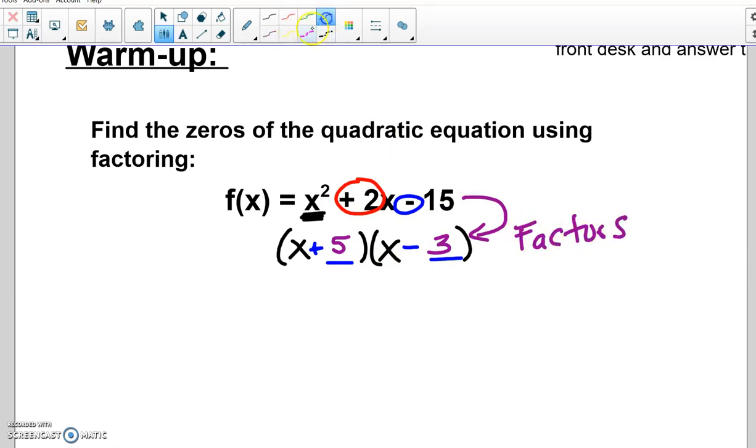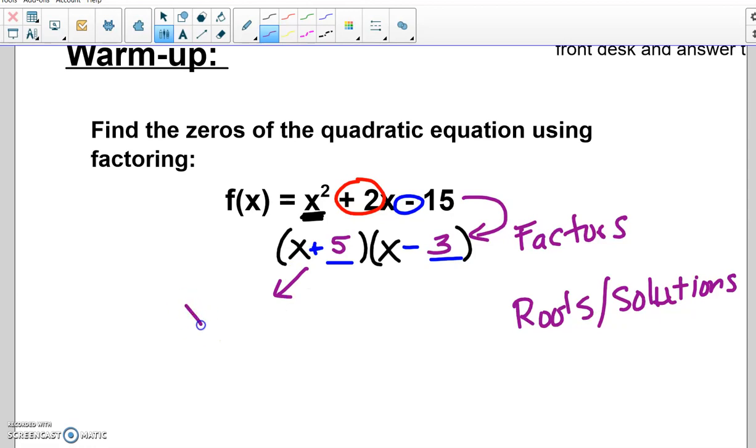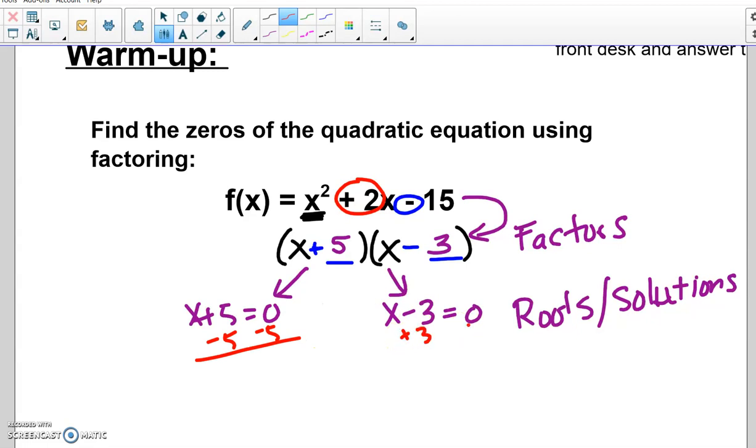Now, it's also going to ask you to take it one step further and name the roots or the solutions, and you know they're also called zeros as well. And how do we do that? Just a quick review. We set each factor equal to 0. And then you solve for x, like that. And it is going to be a -5 and a 3.